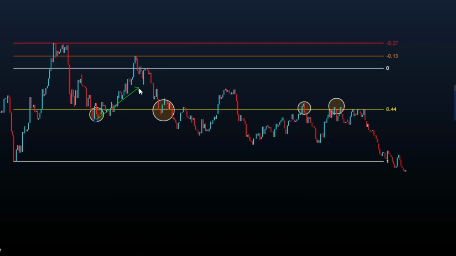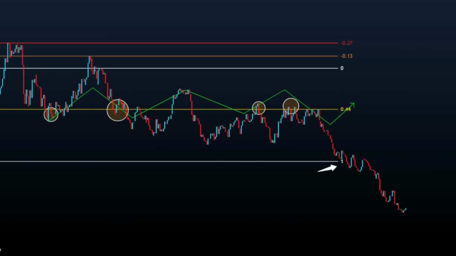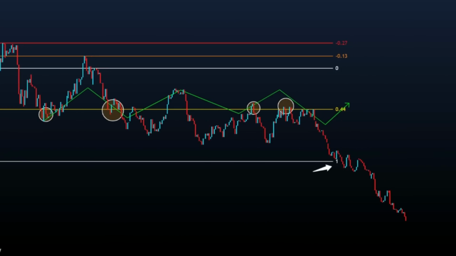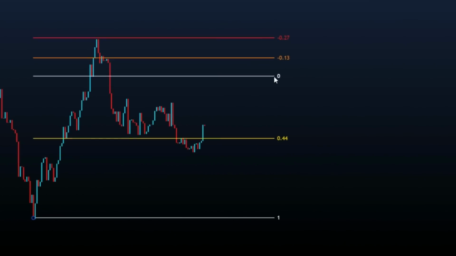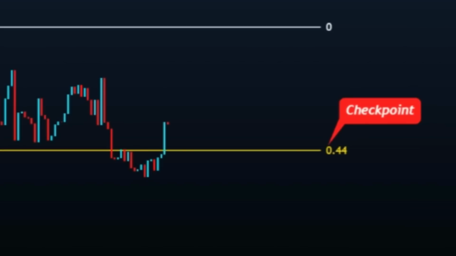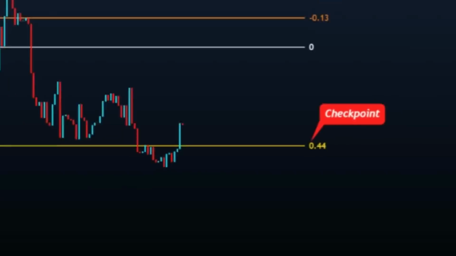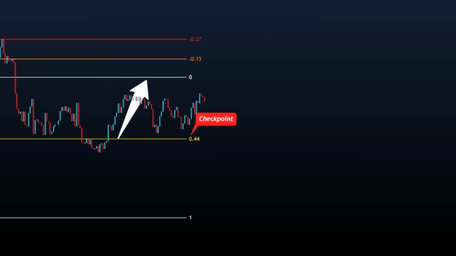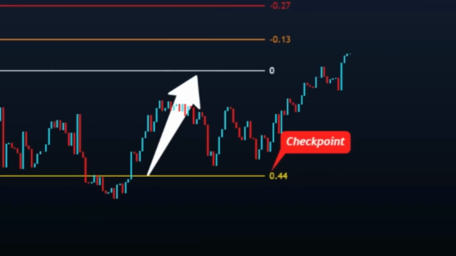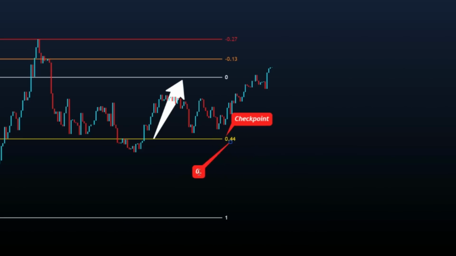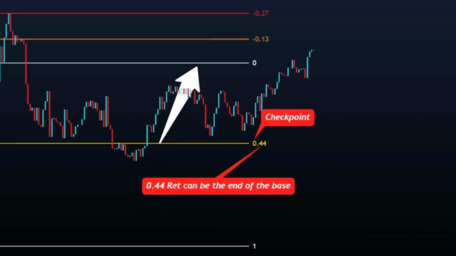It's almost as if price pivots around this point, and after a few touches, the market finally commits, creating a brand new trend. So Fibonacci 0.44 level will always act as a checkpoint for the price, trying to push it for another leg. With all this being said, Fibonacci 0.44 can serve as an ending point of a base.